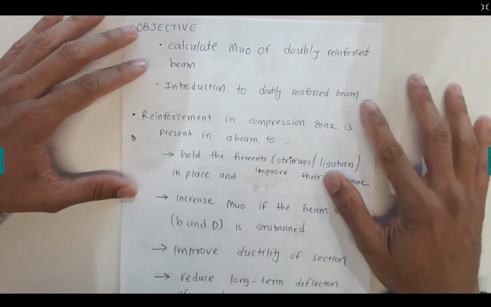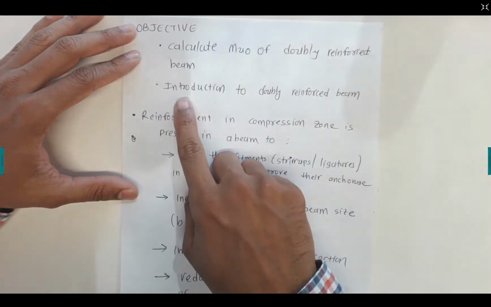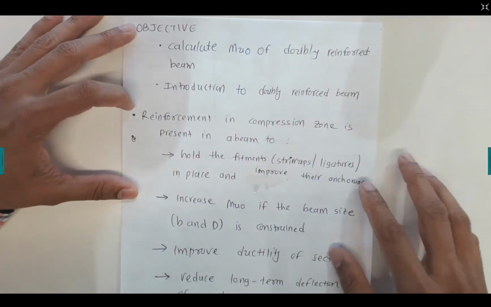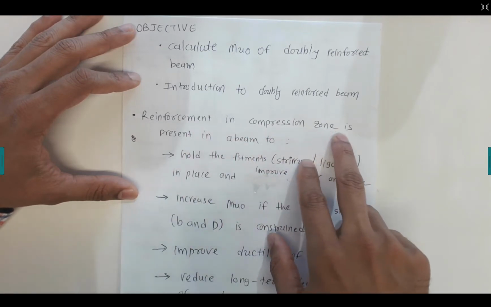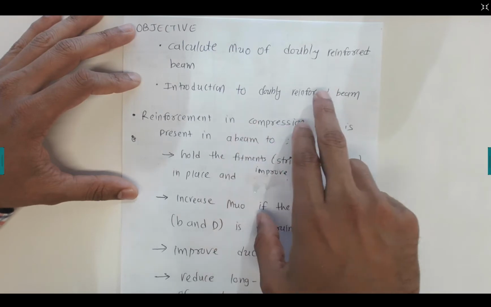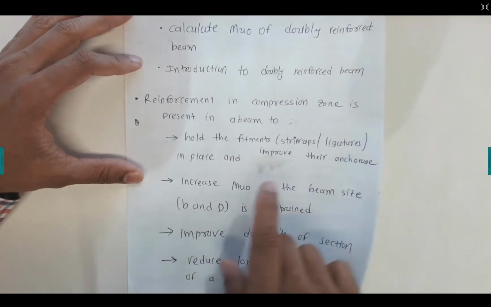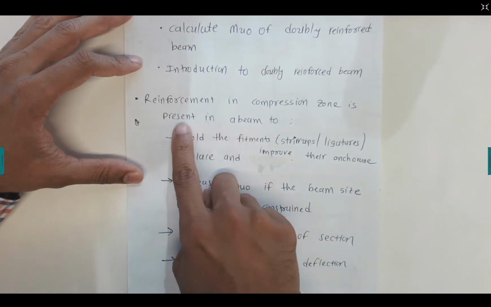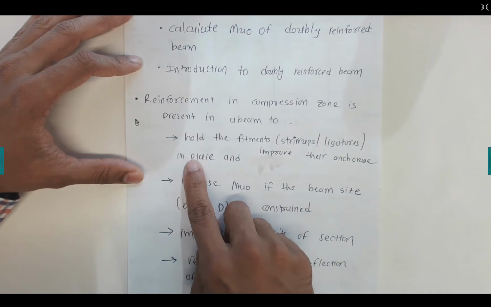This video shows the calculation of the bending capacity of a doubly reinforced beam and also introduces the doubly reinforced beam. So let's talk about the doubly reinforced beam. Reinforcement in the compression zone is present in the beam. As explained in the previous video, in a doubly reinforced beam we have an additional reinforcement in the compression zone. The purpose of this reinforcement in compression is to hold the fitment stirrups in place.